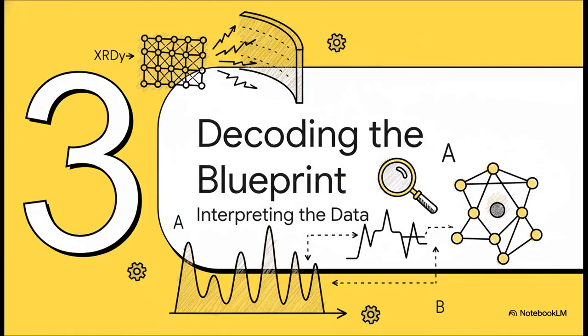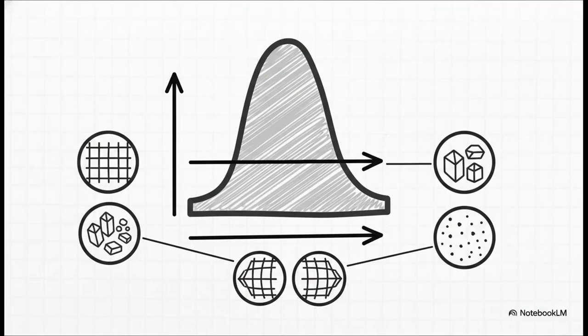Okay, so we've run our scans, we have our data, and it usually looks like a graph with a bunch of spiky peaks. So what now? What does any of it actually mean? How do we translate these squiggly lines into a real blueprint for the material? It all comes down to learning the language of the peaks.